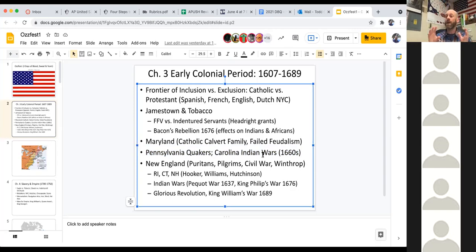Pennsylvania, known for its tolerance, founded by Quakers. Quakers were a pacifist sect, believing in nonviolence. They don't believe in violence under almost any circumstance. And they weren't very welcome in England. They were considered kind of wacky and cuckoo.